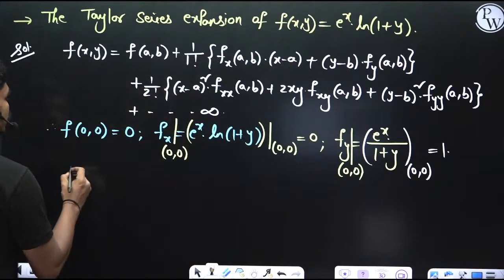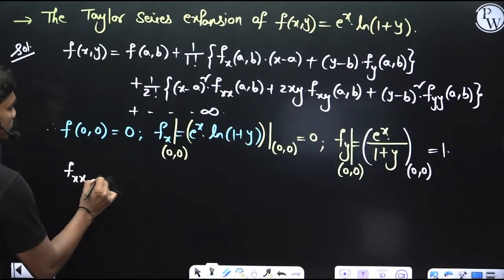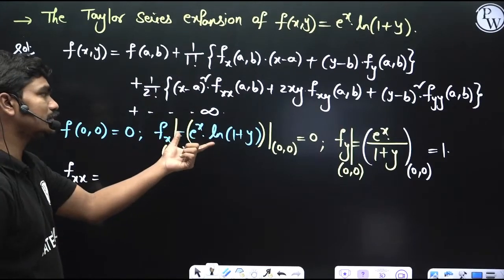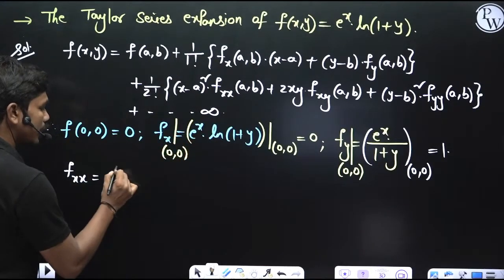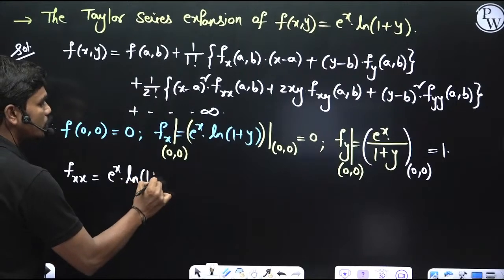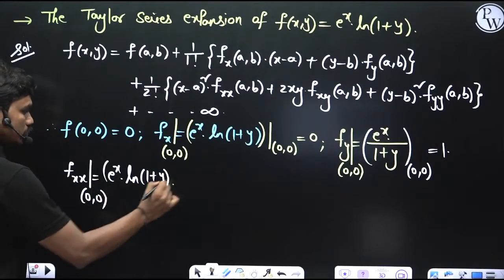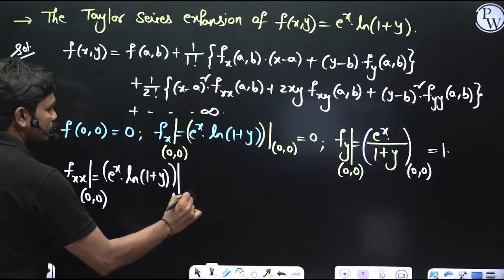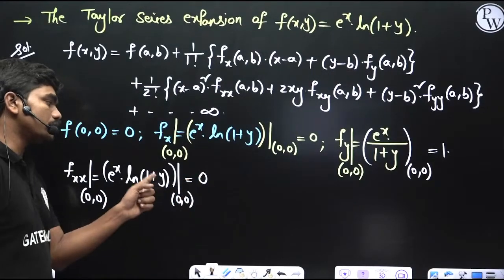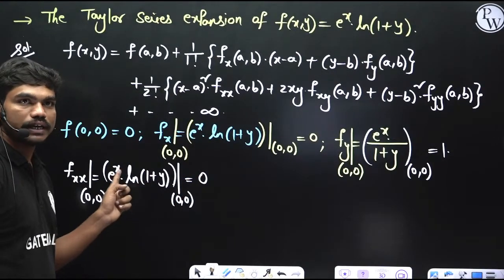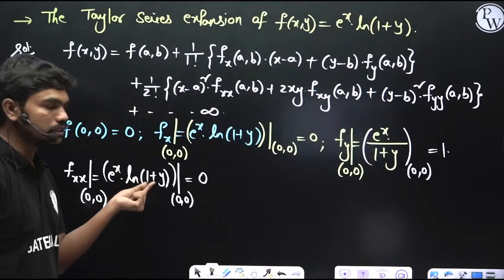Similarly, let's calculate fxx. If you differentiate this with respect to x once again, you'll get e power x into ln(1 + y). Then the value at 0 comma 0 is 0 again. Because if you put y equal to 0 and x equal to 0 here, it's 1 into ln 1, which is 0 of course.